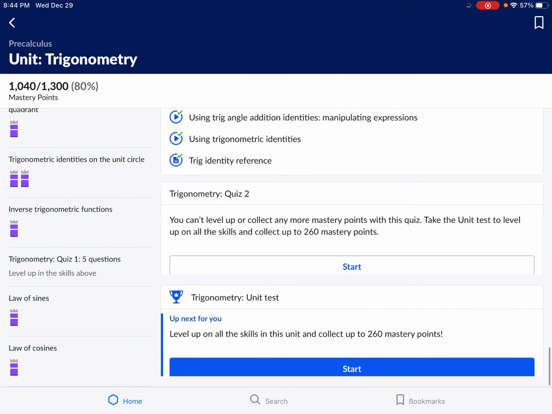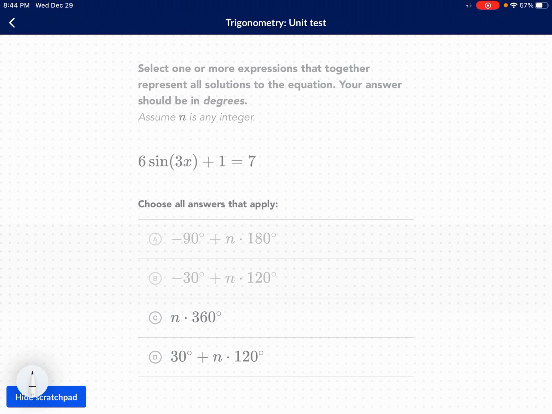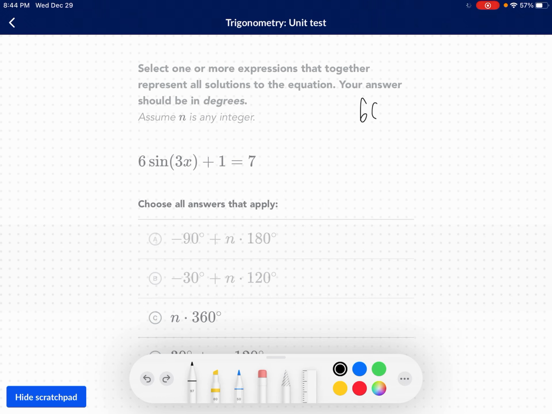Alright, so we're finally on to the unit test of trigonometry, which took forever for me. Let's start in my calculator. So just a normal equation: 6 sine 3x plus 1 equals 7. Subtract 1 on both sides. Get that. Divide 6 on both sides. You get that. And then there's two identities you need to remember.